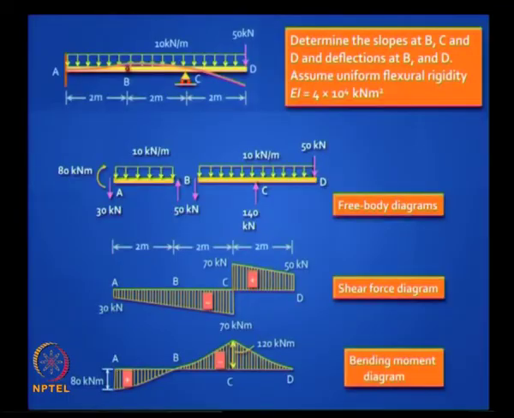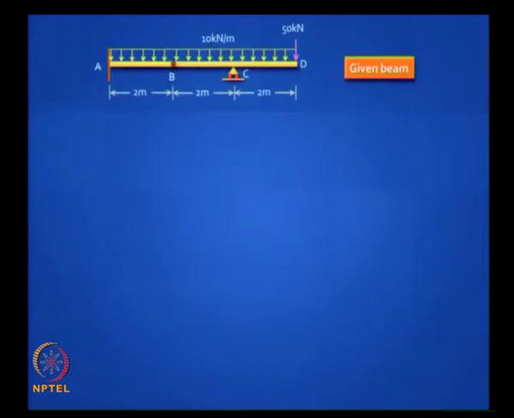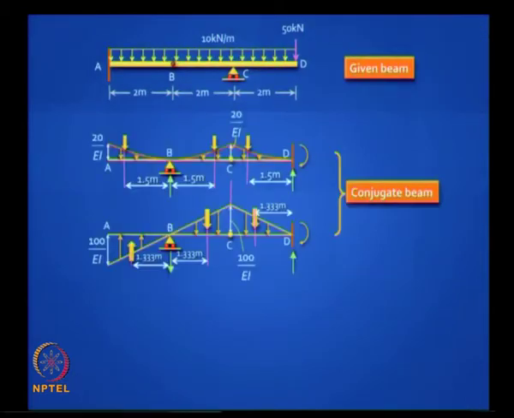What are the boundary conditions in your conjugate beam? Support A is free, hinge, fixed. At B you have an intermediate support, at C you leave in place the intermediate support, and at D fix it. Perfect. So this is the given beam and this is the conjugate beam. The boundary conditions are as shown.